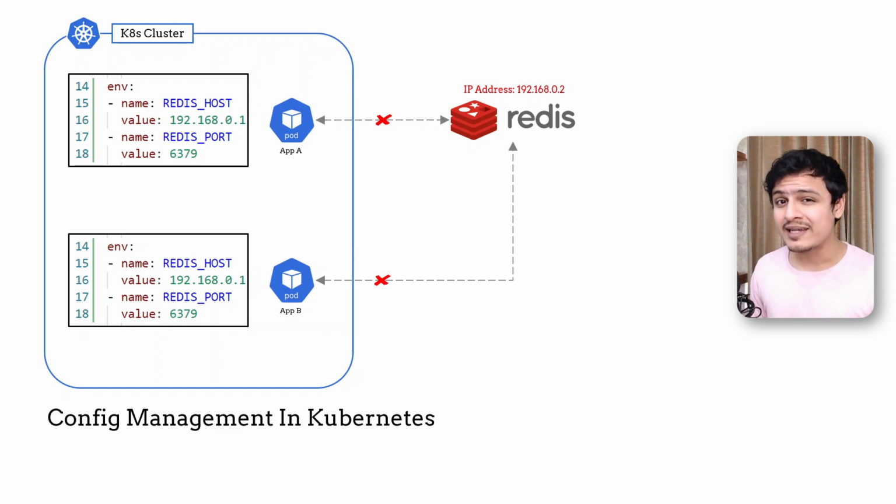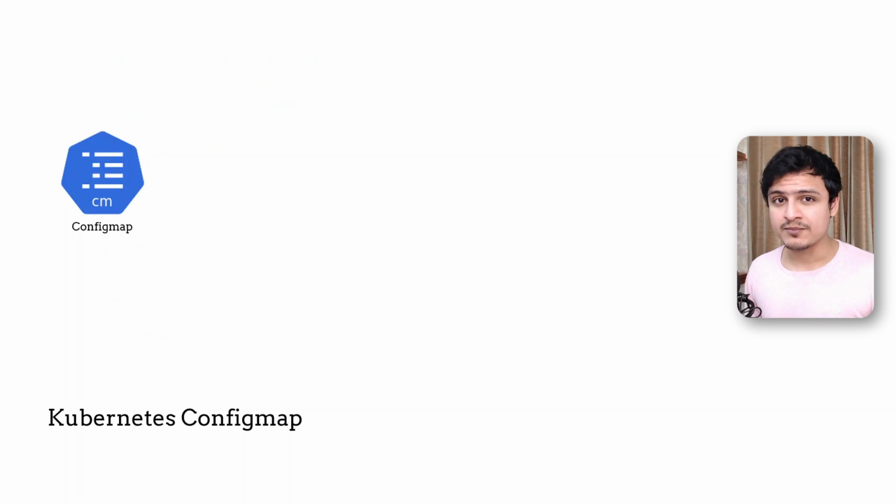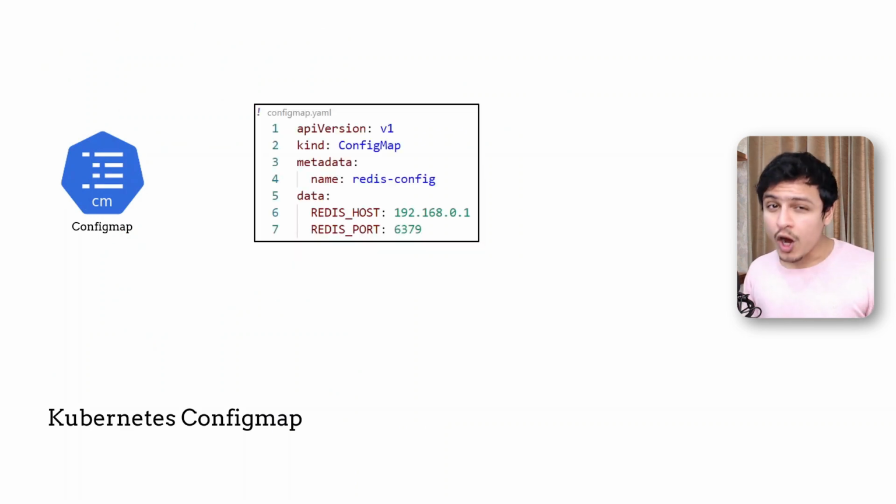I'll have to go ahead and manually make those changes to all of them one by one. Not cool. To solve this, Kubernetes gives us ConfigMaps. ConfigMaps are nothing but objects which store a bunch of key value pairs, something like this. Notice how I store the host and port of my cache in the ConfigMap now.